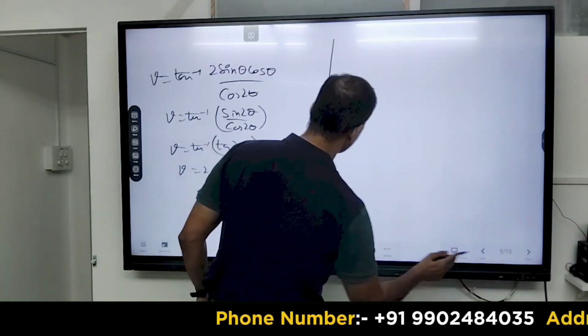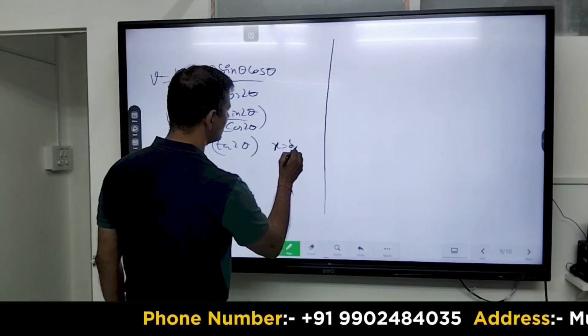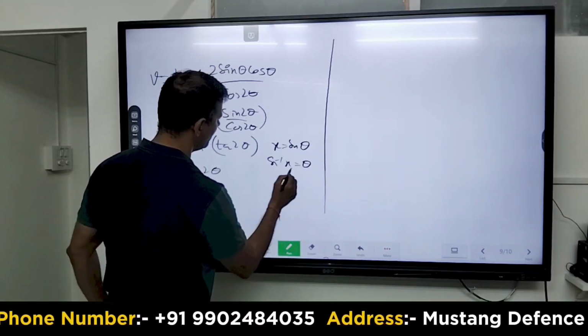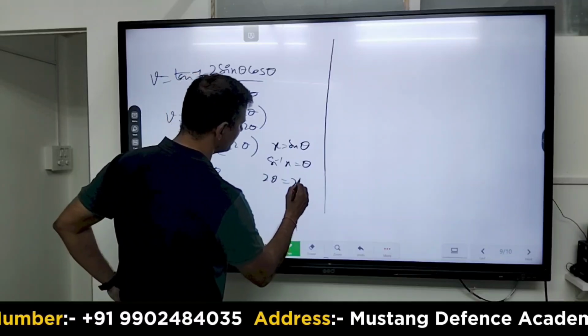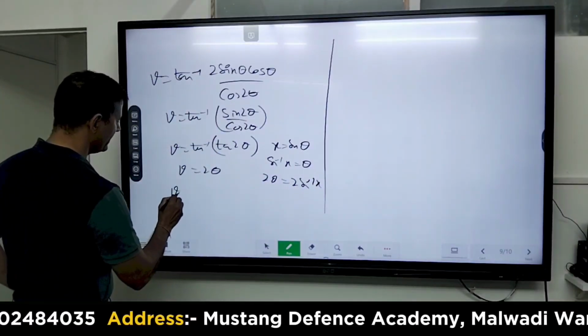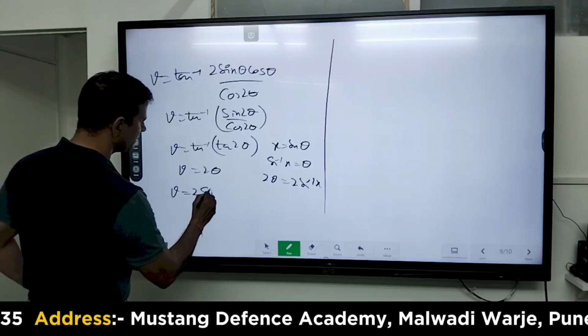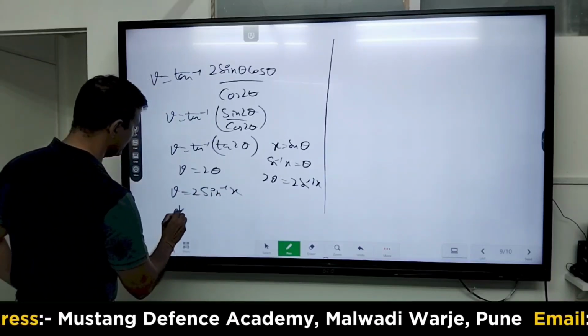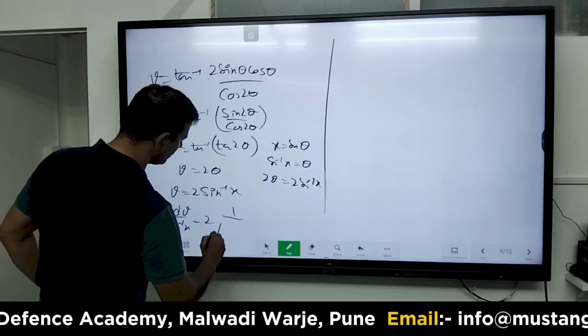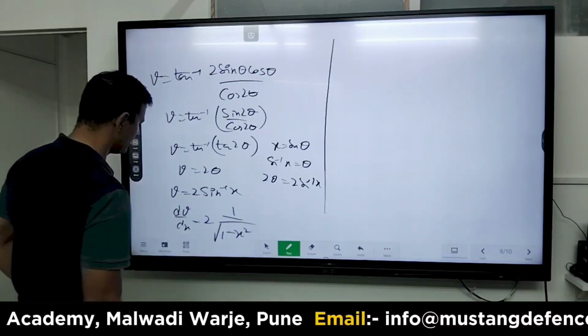Since we have taken x is equal to sin theta, sin inverse of x is equal to theta. Therefore, 2 theta would be equal to 2 sin inverse of x. So v is equal to 2 sin inverse of x. So dv by dx is equal to 2 into 1 upon root of 1 minus x squared.